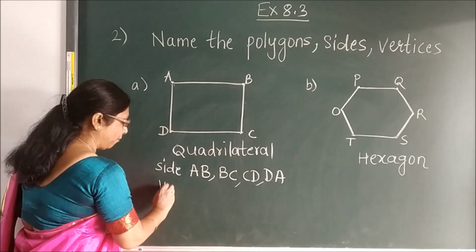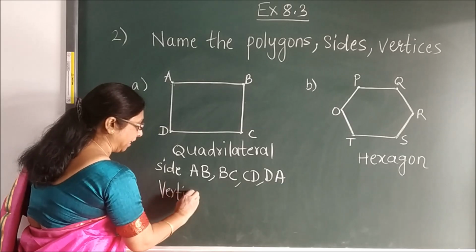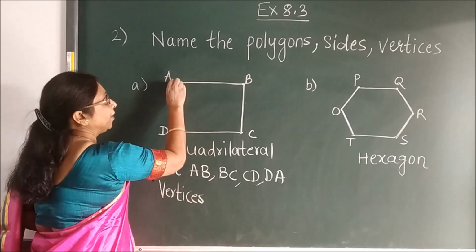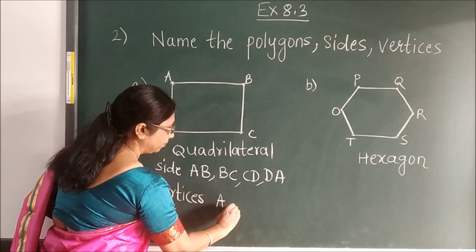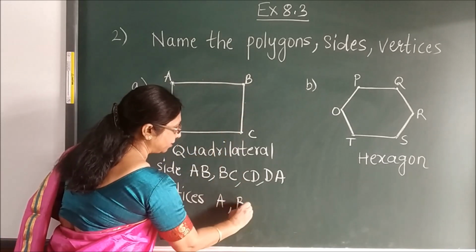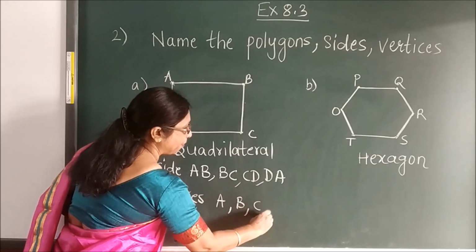Now vertex. Vertex means the end point where the sides are meeting. That is A. Then we have point B. Then we have C and then D.